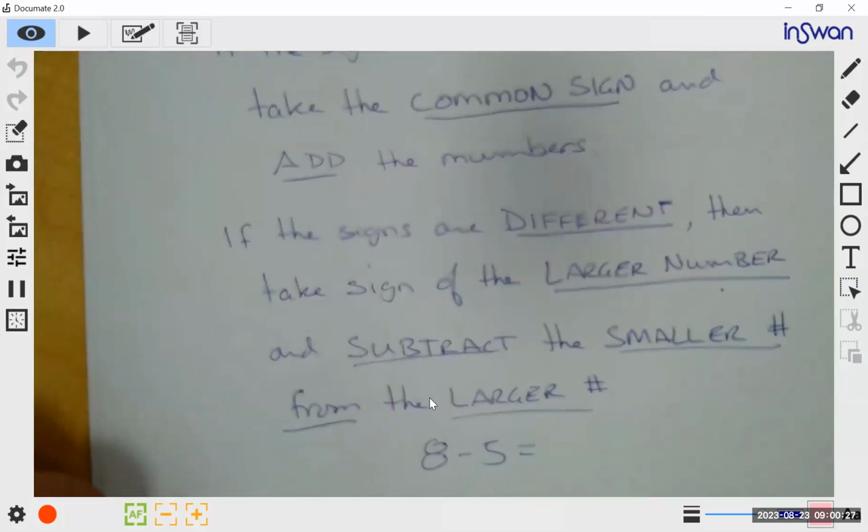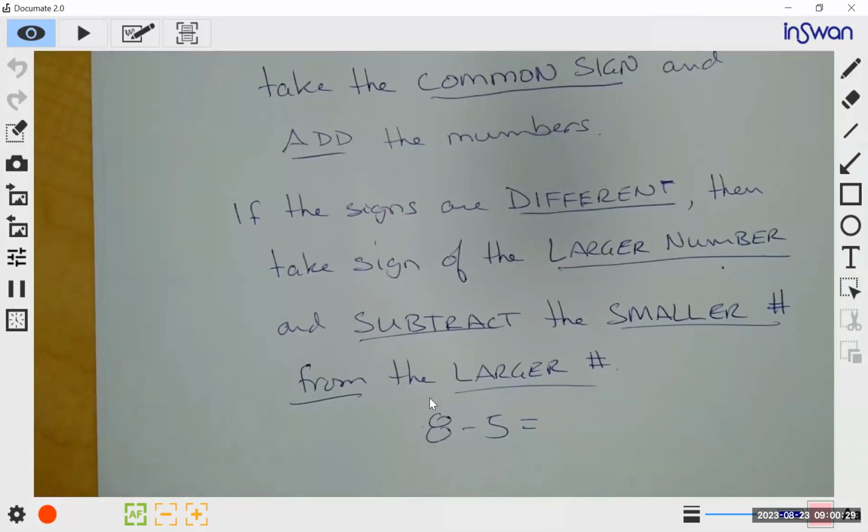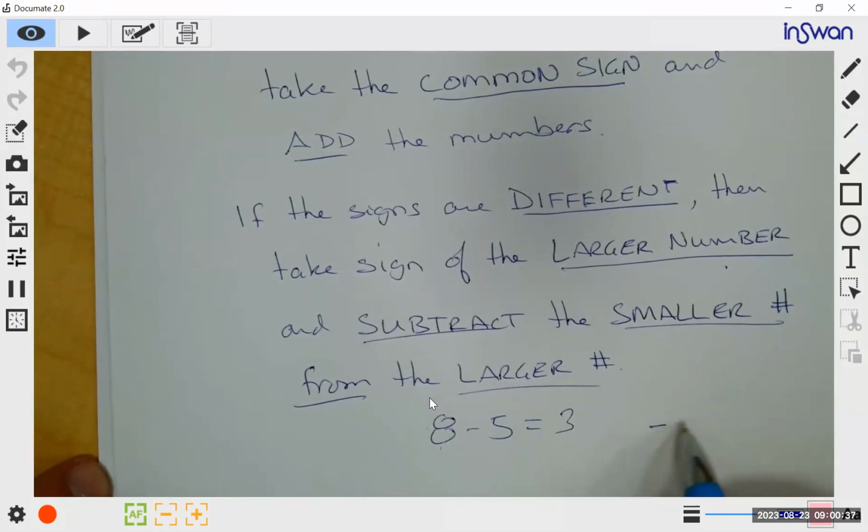The signs are different. Which number is bigger, 8 or 5? So the sign of the 8 is positive. So the answer is going to be 8, positive. 8 minus 5 is positive 3.